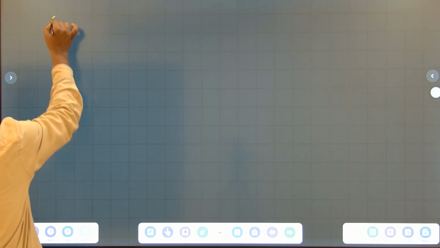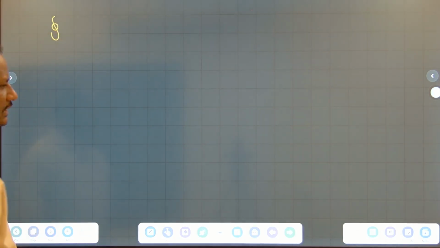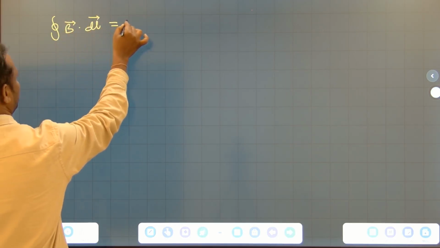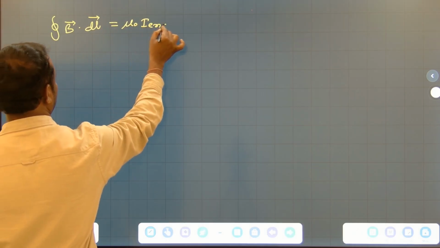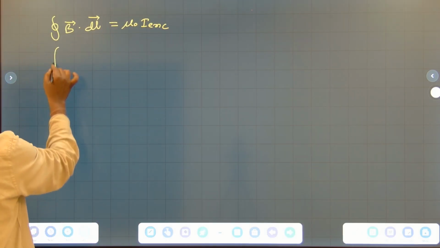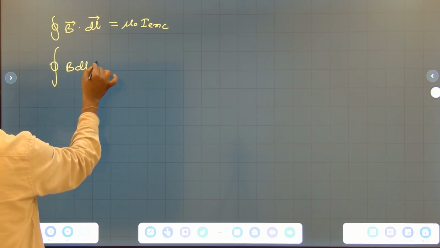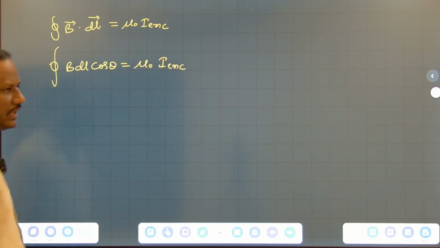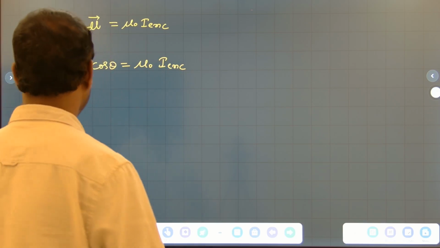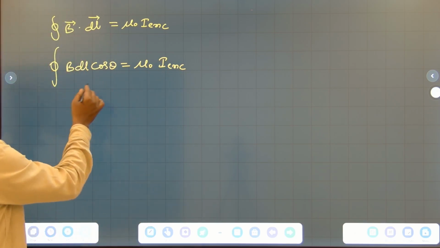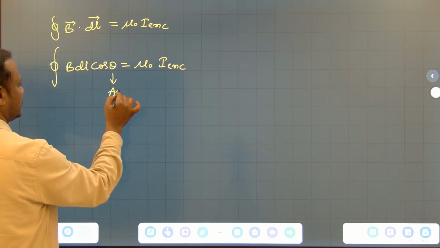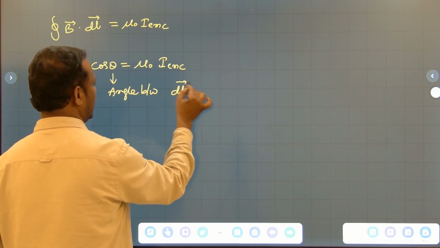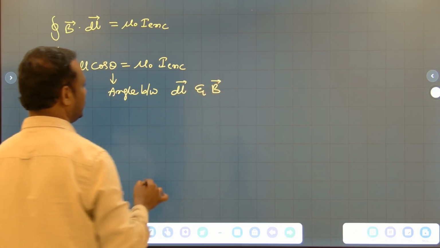Now Ampere's law: closed integration over B bar dot dl bar is equal to mu naught times I enclosed. So closed integration of B dl cos theta is equal to mu naught times I enclosed, the enclosed current. What is theta? Theta is the angle between the length element dl bar and the magnetic field, which is very, very important.